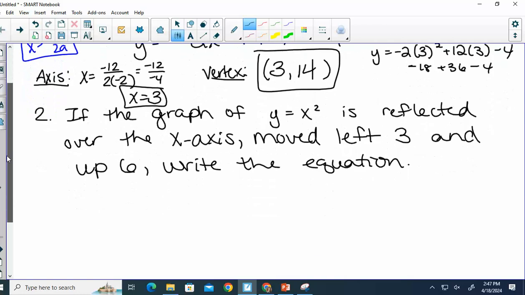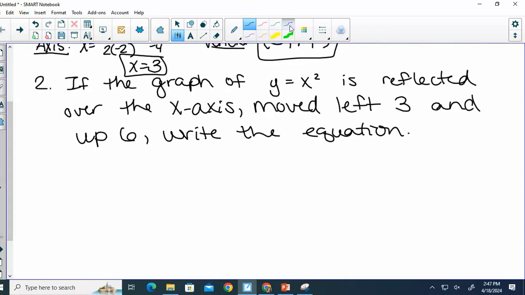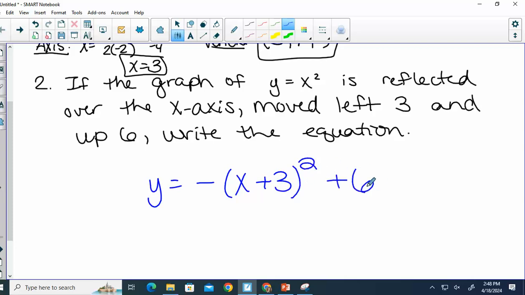Alright, if the graph is reflected over the x, move left 3 and up 6, write the equation. Negative x, plus 3, plus 6. You have to have the parenthesis around the x plus 3 because that whole thing has to be squared. So if you're moving left or right, it has to be inside the parenthesis. And then the plus 6 just goes on the end. All right. Is that one okay?